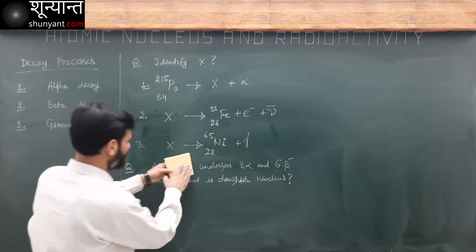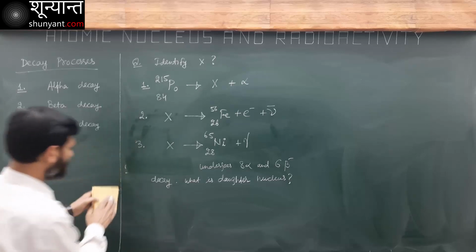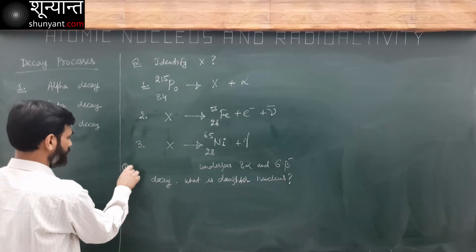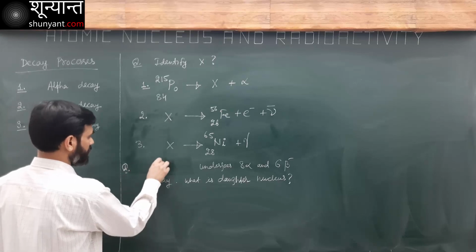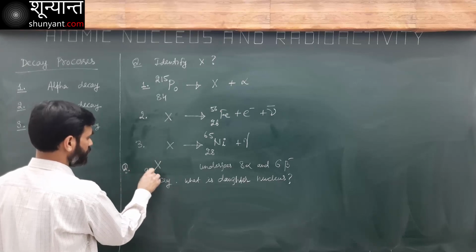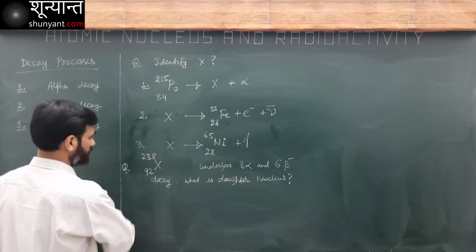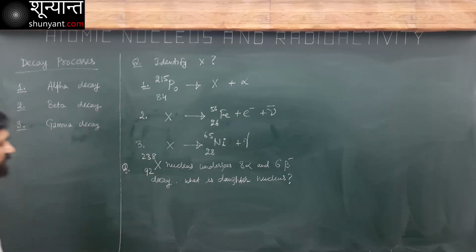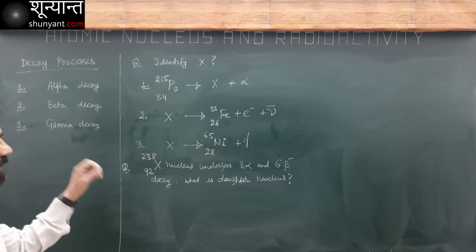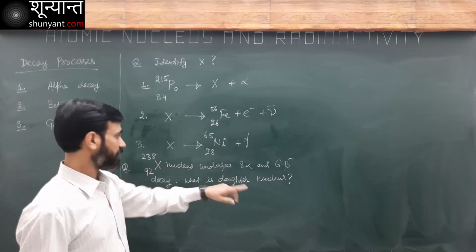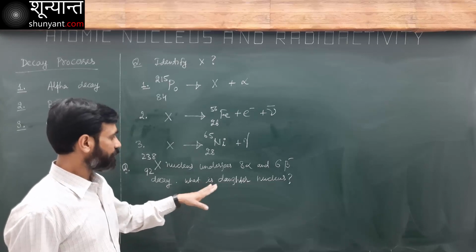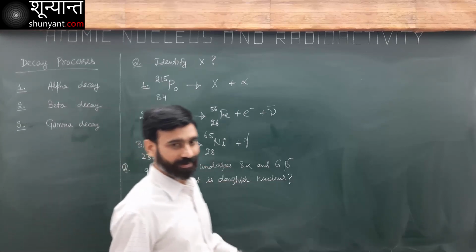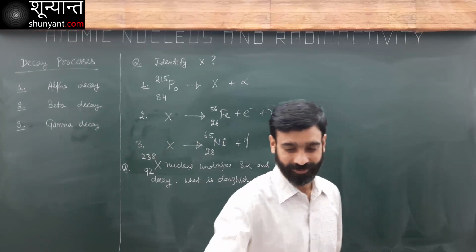So let me give some value here. It's like this: X, 92, 238. This nucleus undergoes 8 alpha and 6 negative beta decays. Find the daughter nucleus, that means its atomic number and its mass number. What do you think it is going to be?